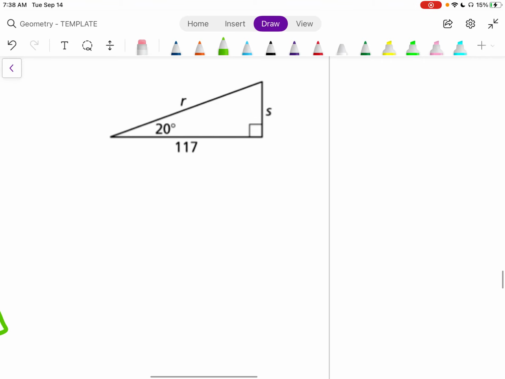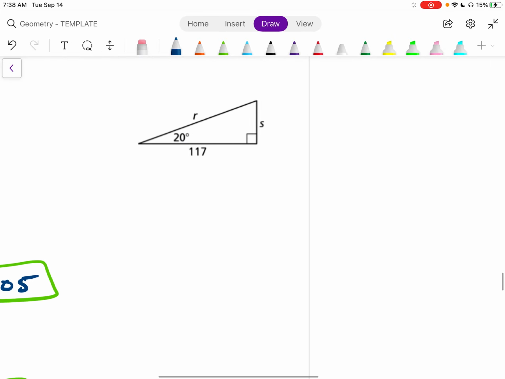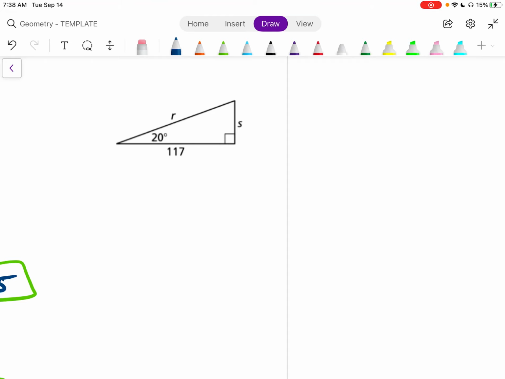Lastly, this one's a little bit different because our hypotenuse is an unknown. Did it tell us how we have to solve these? It just said find the value of each variable. So let's look at our 20. This is opposite, hypotenuse, and adjacent. Starting off, let's ignore the hypotenuse. We're just going to look at S, and we have this other known.